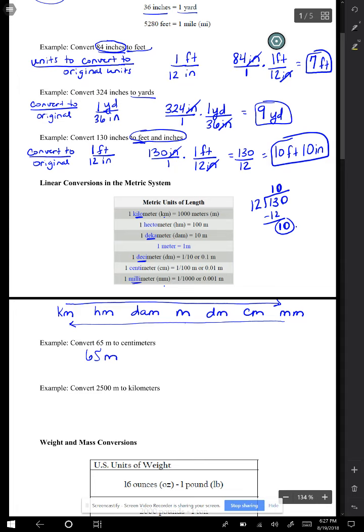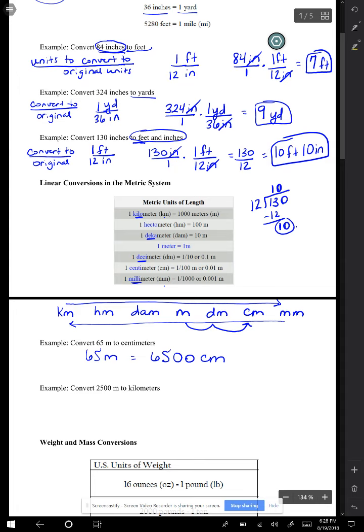So if I look at my list, I'm going from meters to centimeters. That's 2 places to the right. So I have my 65, decimal understood to be at the end. If I go 2 places to the right, I have to add zeros. So that would be 6,500 centimeters.